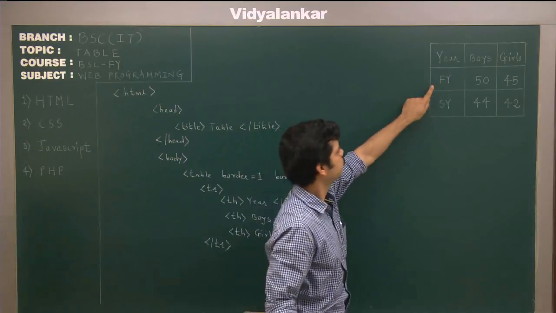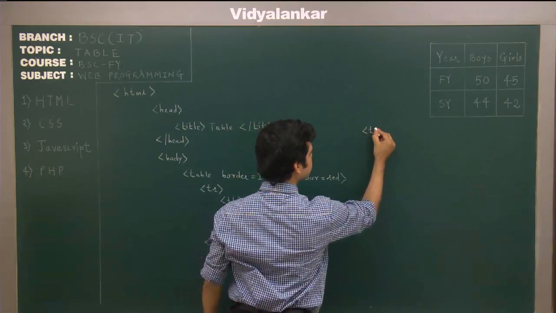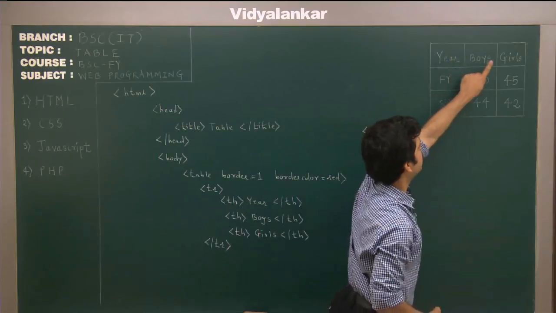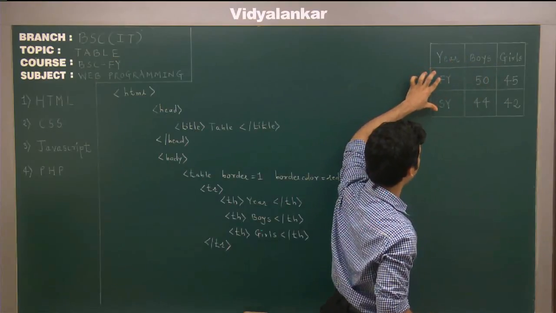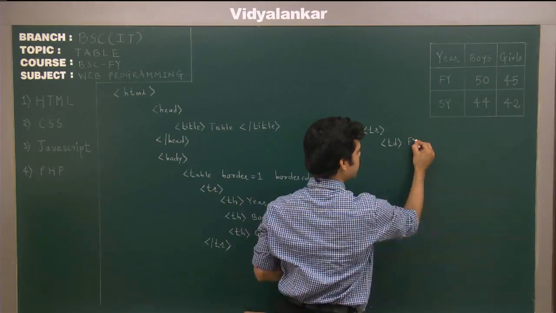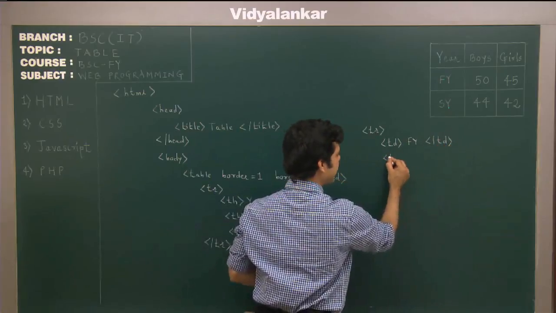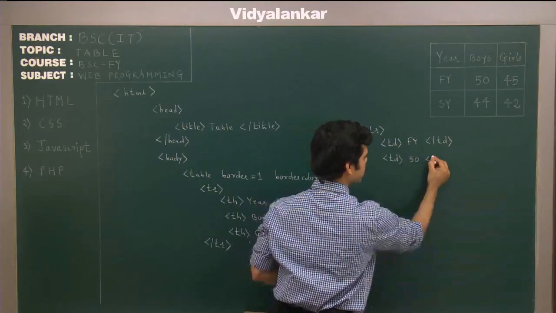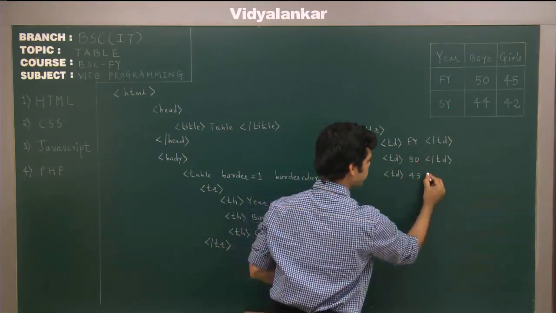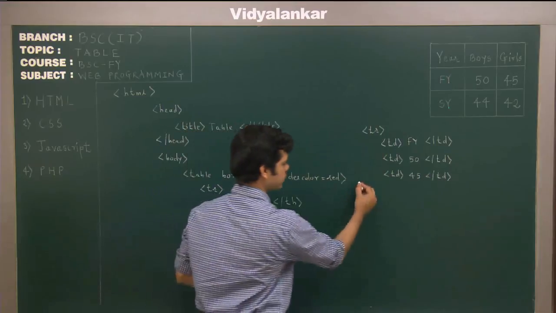Now your second row, FY 50 boys and 45 girls. So what I will do? One more row by using TR. Year, boys and girls is the header, but this is your actual data. So you have to use the TD tag. TD stands for table data. The first data is the FY. Close this TD. Second table data, 50. Close this TD tag. Third data, number of girls, 45. Close this third data. This completes your second row. So close this TR tag.